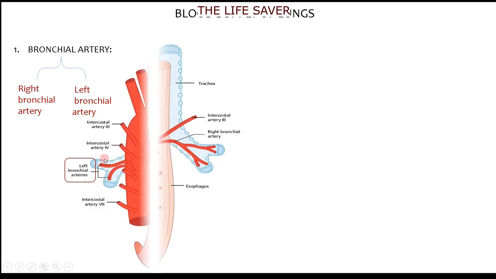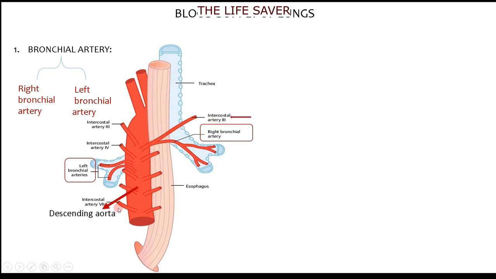Now we are coming to the blood supply of the lungs. The first artery which supplies the lung is the bronchial artery. There are two branches, the right bronchial artery and the left bronchial artery. In this diagram, this is the descending aorta. We can see here the left bronchial artery arises directly from the descending aorta, while the right bronchial artery arises from the intercostal artery, which is a branch of the descending aorta.